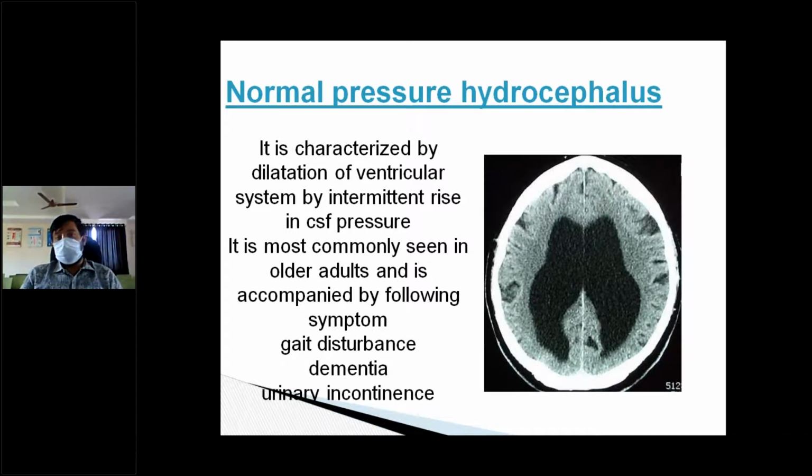And coming to normal pressure hydrocephalus, it is characterized by dilatation of the ventricular system by intermittent rise in CSF pressure. It is most commonly seen in older adults and is accompanied by the following symptoms: gait disturbance, that is, problems in walking, dementia, and urinary incontinence.